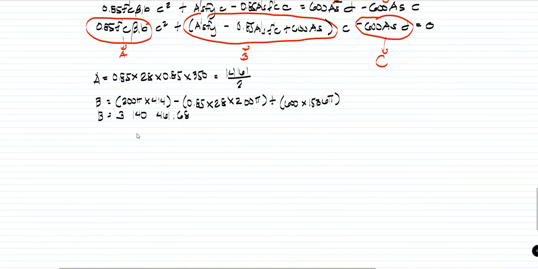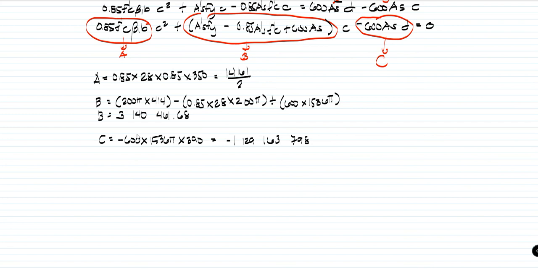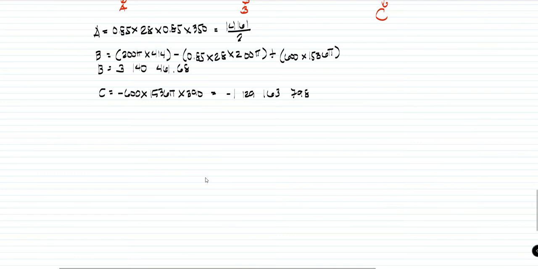And the coefficient for C will be negative 600 times our AS, which is 1536 pi times 390. So that will be equivalent to negative 1,129,163,798. So using the function of our calculator for quadratic equation or the quadratic formula, we could get an acceptable value of small letter C, which is 235.0208.